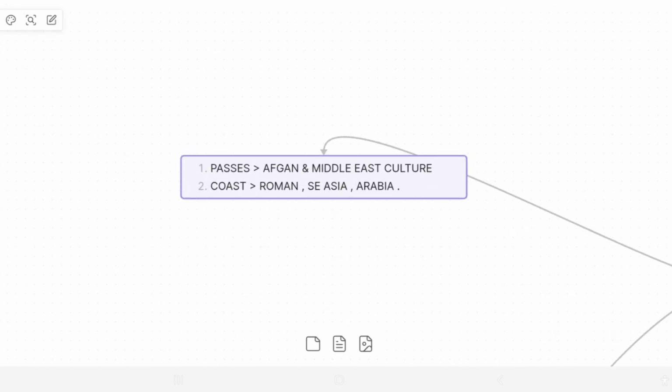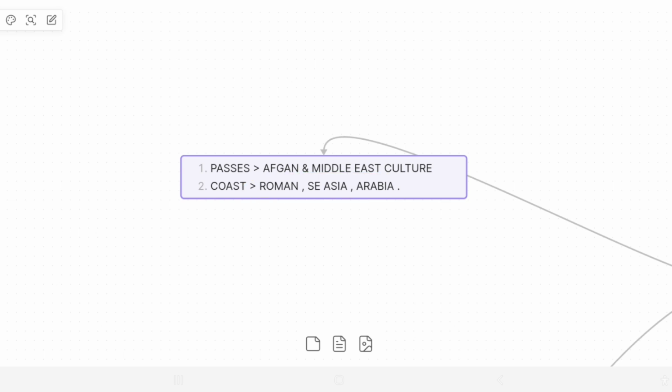Geography also helped in cultural integration. For example, mountain passes, which linked India to Central Asia, Afghanistan, and Middle East. Coast also facilitated cultural exchanges with Rome, Southeast Asia, and Arabia.